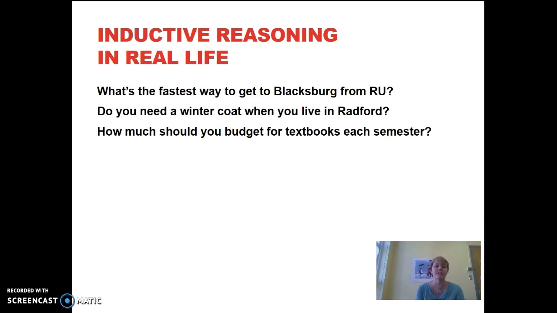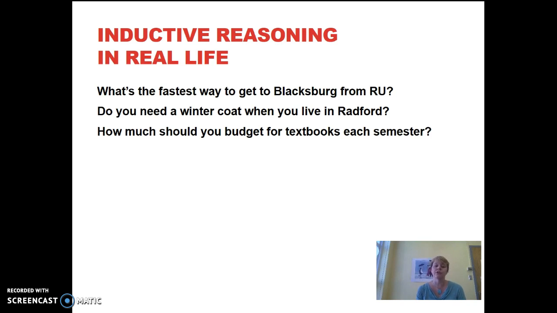You may see inductive reasoning in real life too. You will. We use it all the time. For example, what is the argument in the answer to the question, what's the fastest way to get to Blacksburg from RU? Now, you may ask your cousin, who lives in Blacksburg but never comes to RU, and they say, well, I think it probably would be Peppers Ferry. And then you ask your roommate, and your roommate goes, oh, I go to Blacksburg all the time. 81 is by far the fastest. I go at least once or twice a week. Well, who has the better argument? Probably your roommate, because they do it all the time.